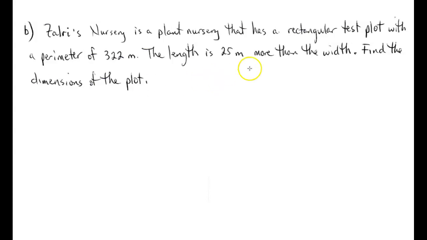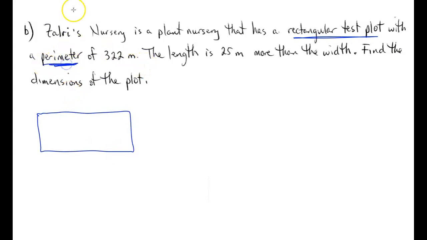So first thing that should jump out at us is that we're talking about something that looks like a rectangle. Okay, so we're going to come draw our rectangle. We know that this word perimeter here, perimeter is just defined as sum of all sides of a shape.